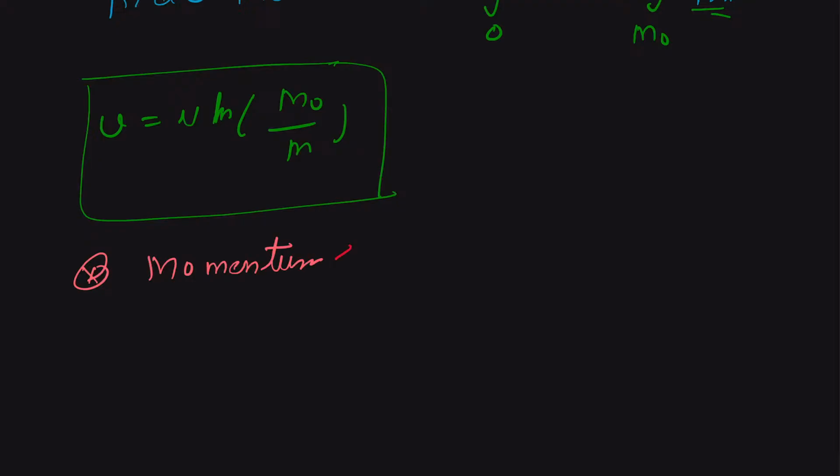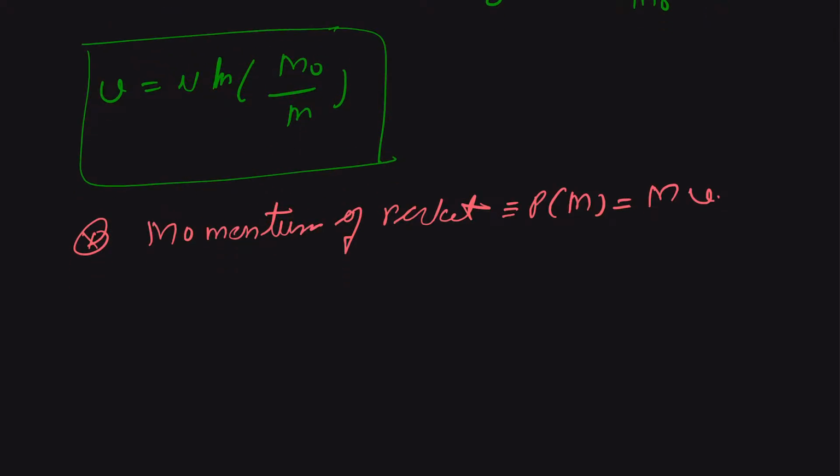So we have the momentum of the rocket, that is our p of m, which will be equal to mass into velocity, and velocity we just calculated. So we can write this as p of m is equal to mu natural log of m naught upon m, and we have to maximize it.